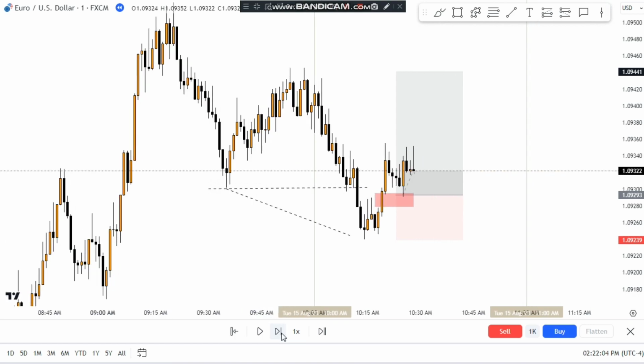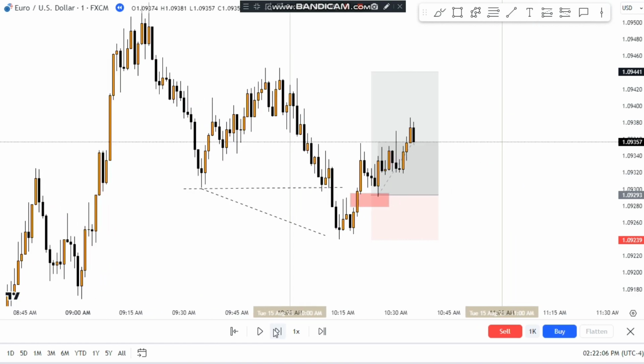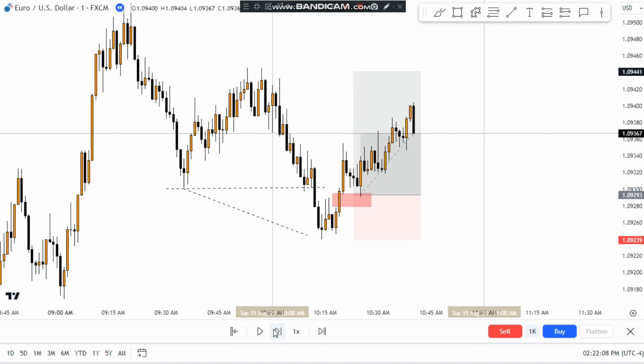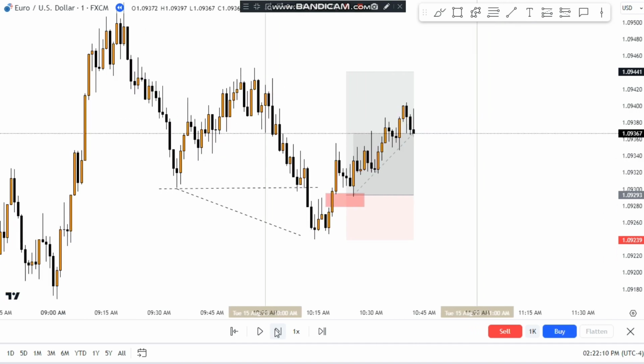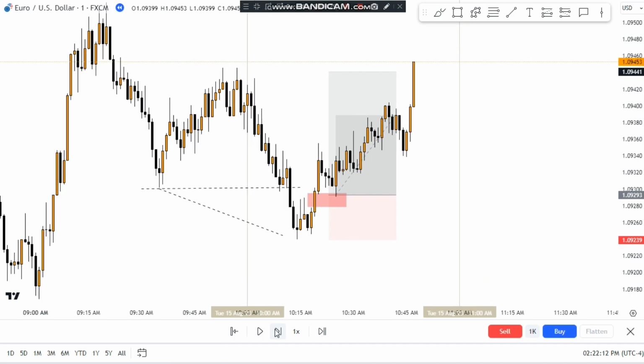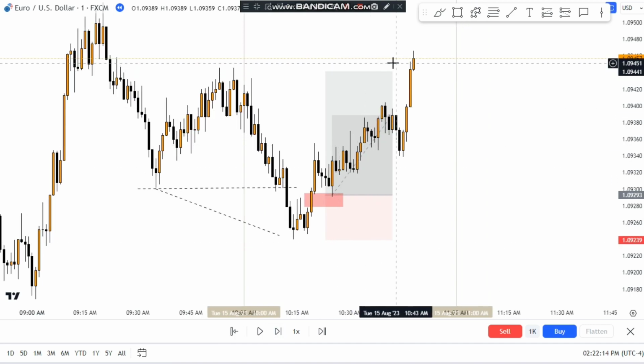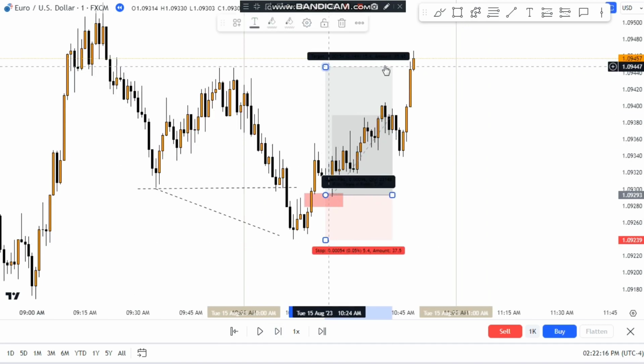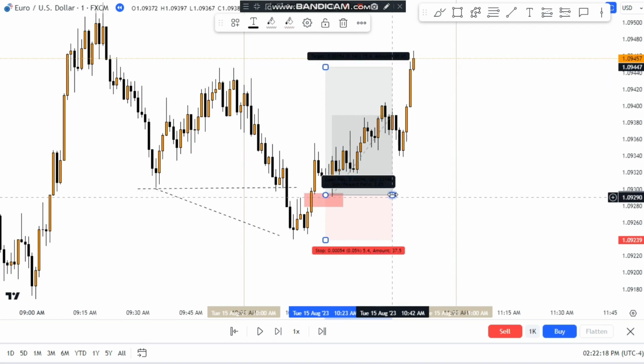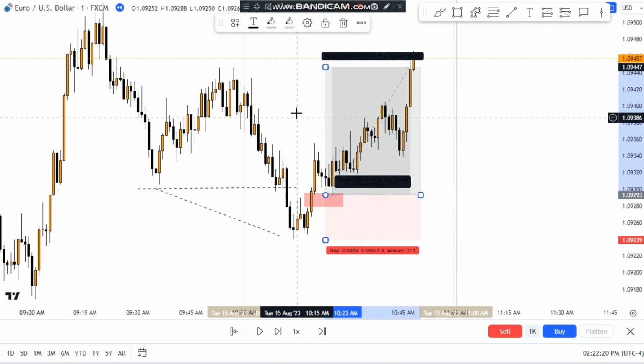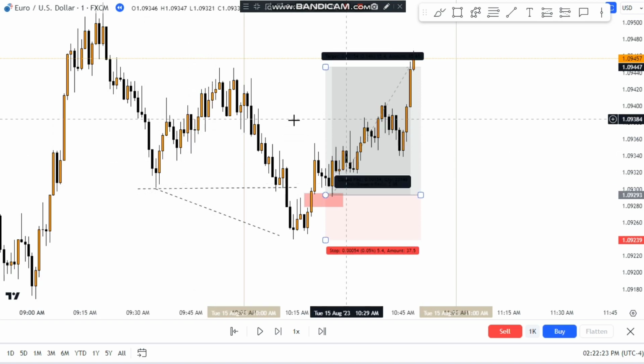You can see it went up. Okay, there you go. So we got our target of 15 pips for around here, and then I closed it. So this is how I took this trade on the euro.